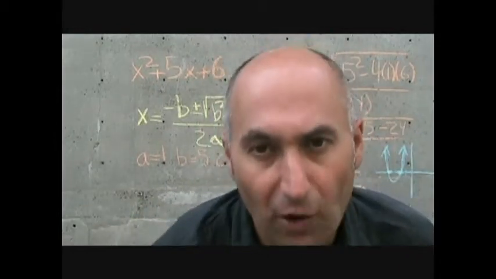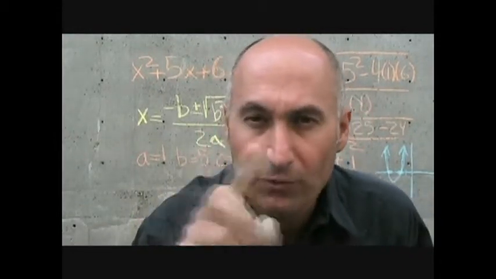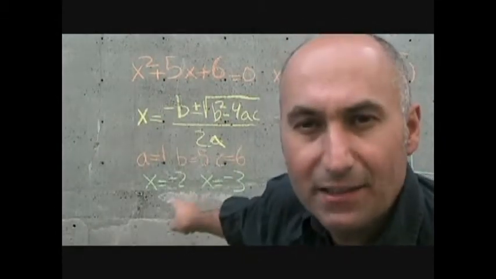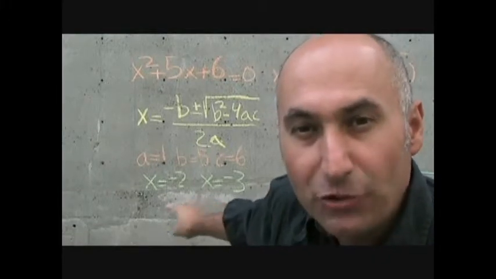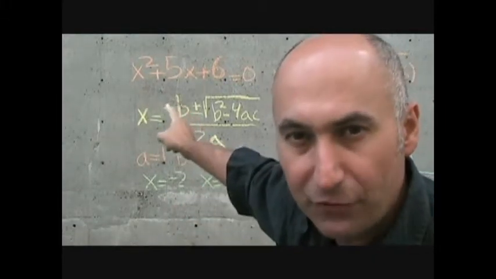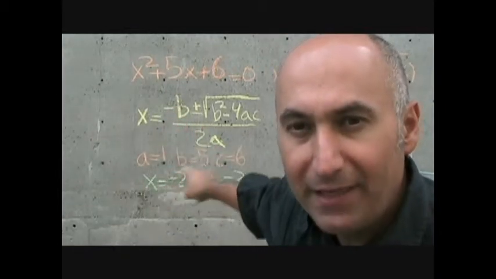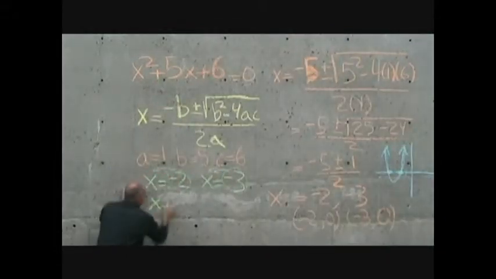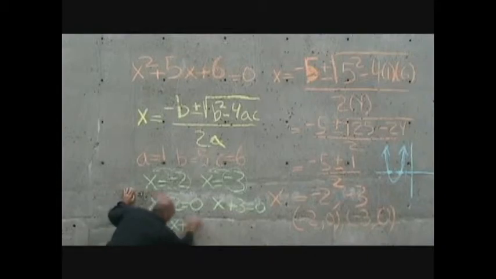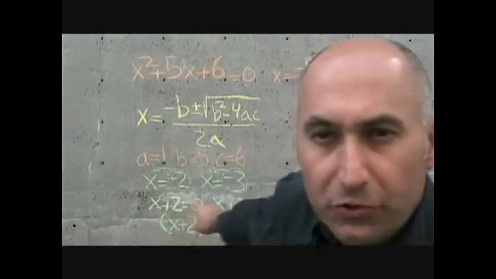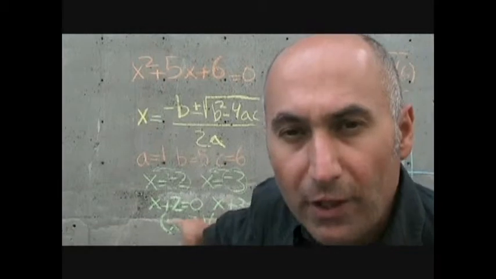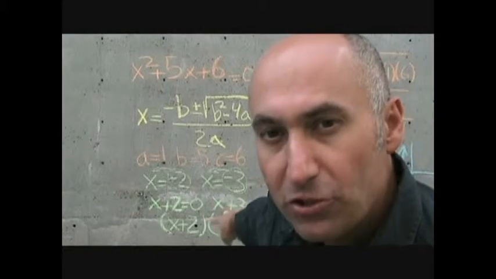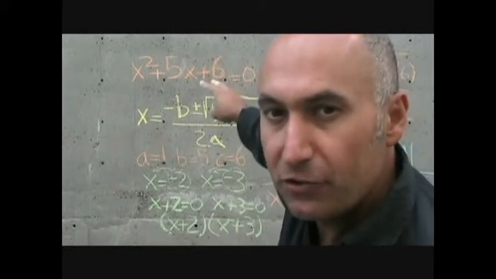And the way you do that is in the following form. It's basically moving around the equal sign, right? So what you would have is x is equal to -2 and x is equal to -3. And to write this in factored form, you would grab the -2 and move it over, and you would grab the -3 and move it over. So what you have is x plus 2 is equal to 0 and x plus 3 is equal to 0. And those two expressions multiplied together give you the original expression, right?